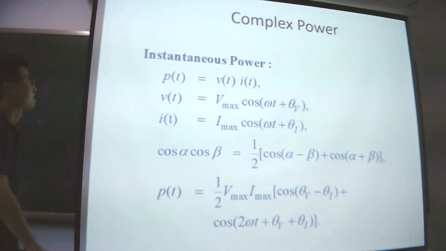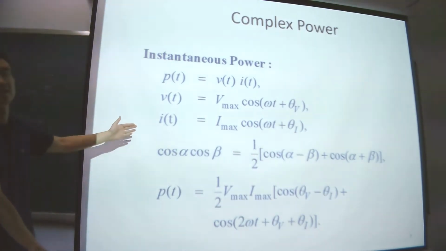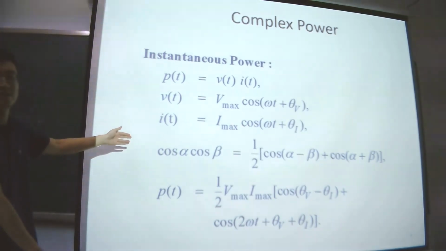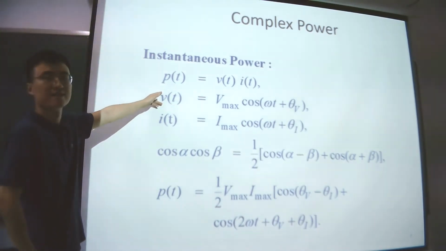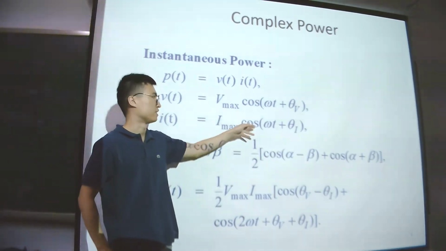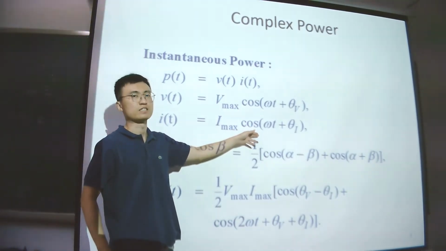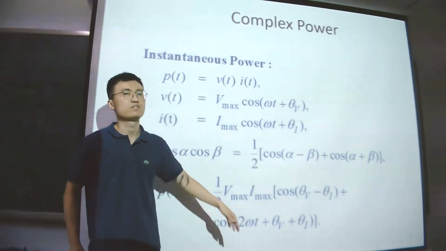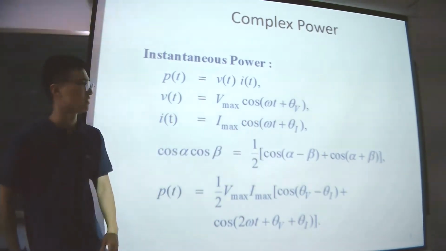So this is the instantaneous power. We take the voltage and the current in the time domain. This is power, right? Voltage times current. This is written in cosine functions, so you can also use the sinusoid functions. It's also okay.